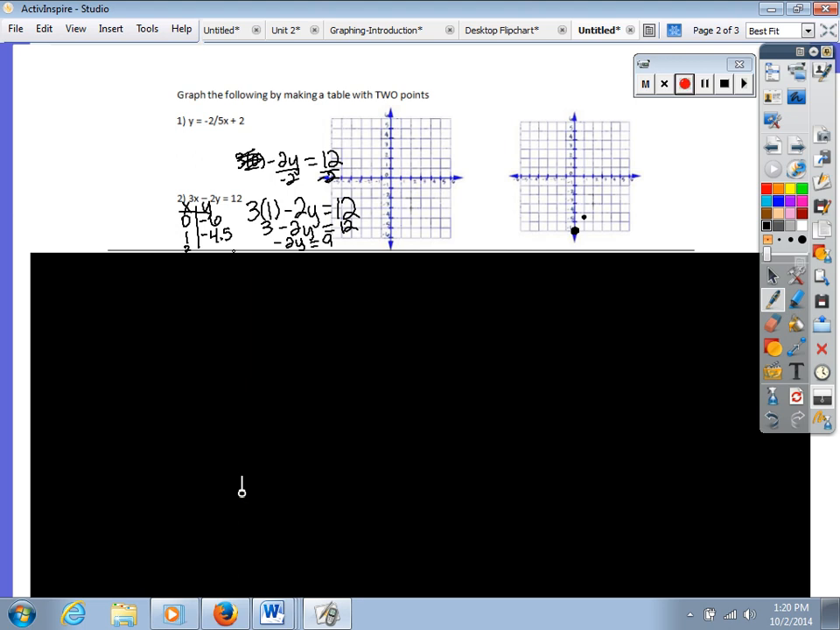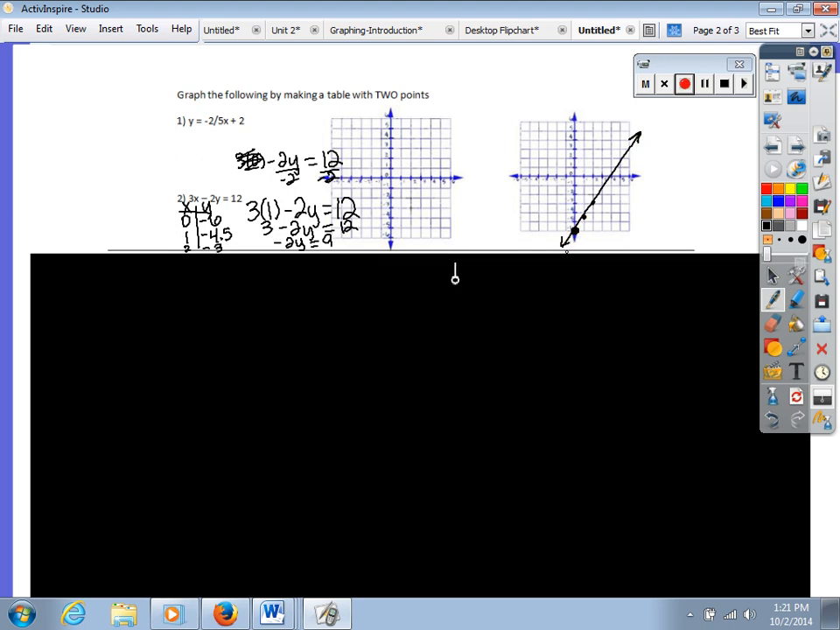And I'm sorry, I said decreasing. I meant increasing. So you're actually increasing 1.5. So since I'm increasing 1.5, my next point at 2 should be -3. So 2, -3. And then you can draw it, make it a straight line.